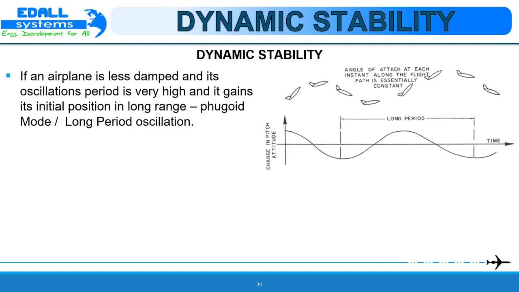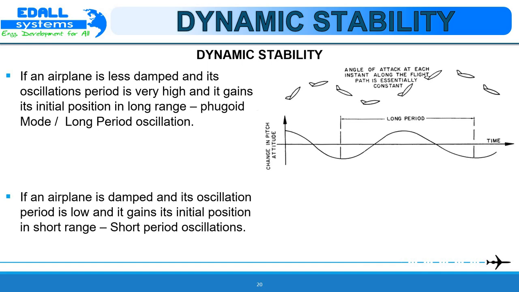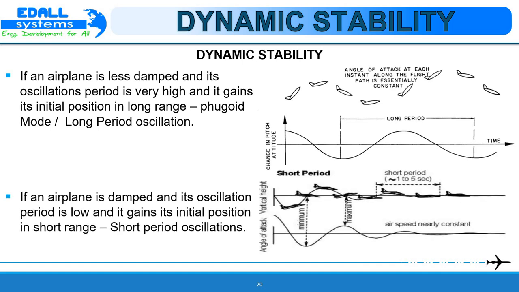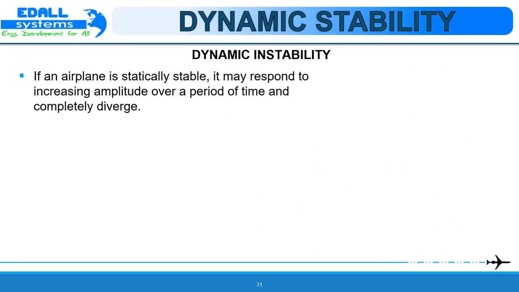If an airplane is less damped and its oscillation period is very long and it regains its initial position over a long range, it's called phugoid mode or long period mode. If an airplane is damped and its oscillation period is short and it gets to its initial position in a short period range, it's called short period oscillation. Dynamic instability. If an airplane is statically stable, it may respond with increasing amplitude over a period of time and completely diverge. It is also called negative dynamic stability.